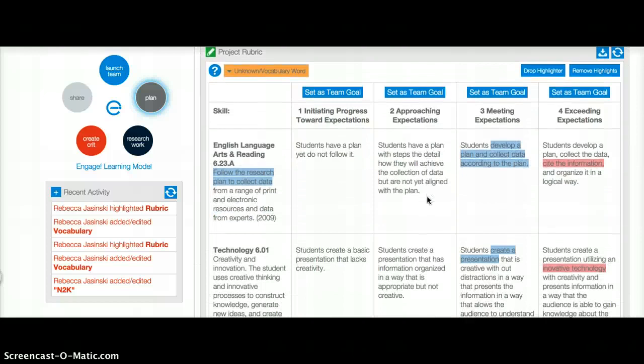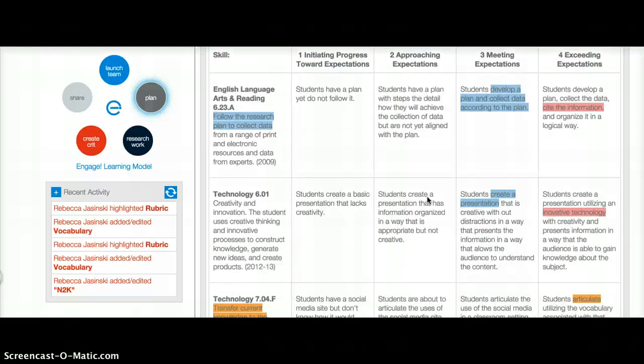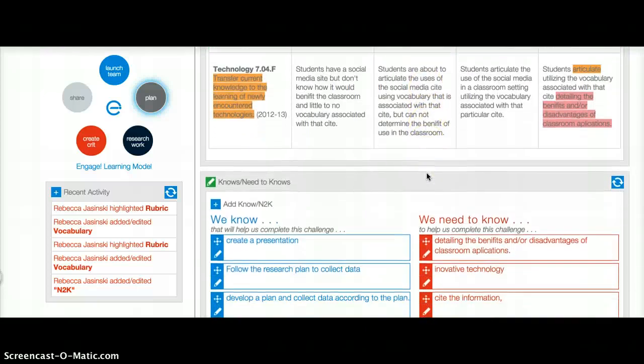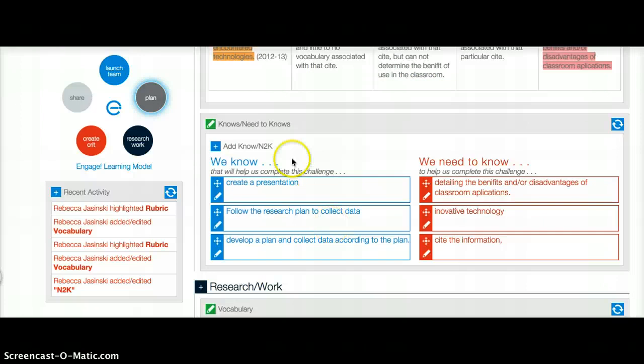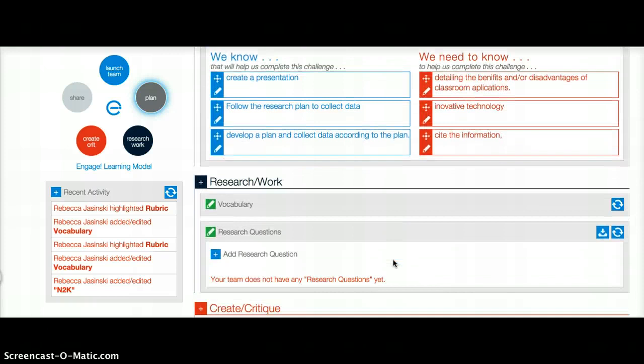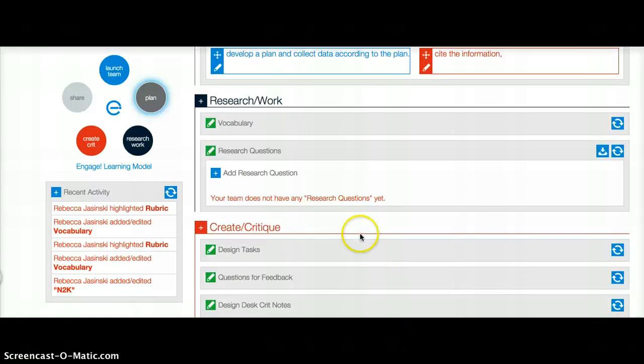Then in our project rubric, we highlighted different words for different reasons, which then moved them to the knows and needs to know columns. Okay? This is going to help you determine what workshops or what questions to be asking of the teacher or to be looking up. Okay, now we're here at research questions.